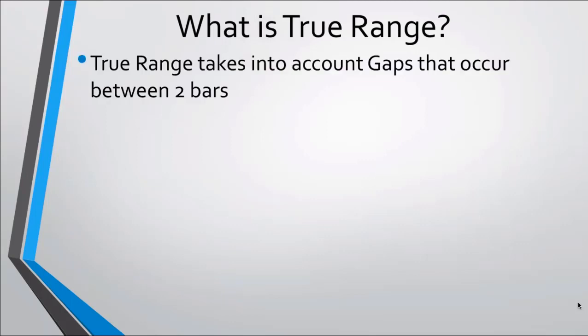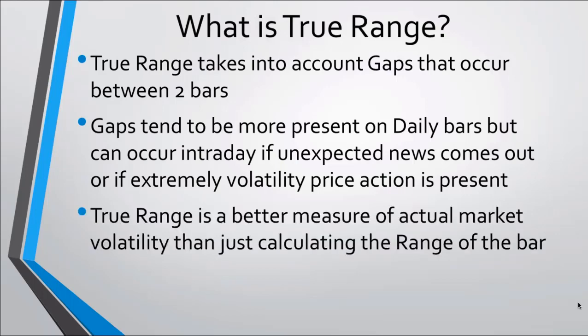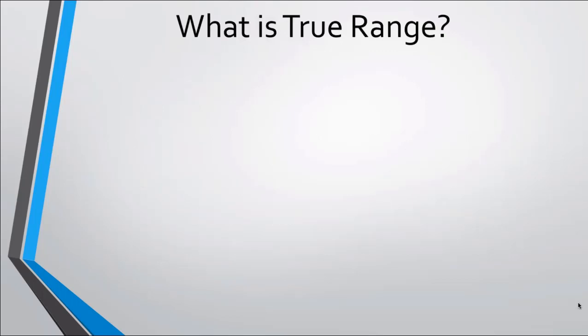So what is true range? True range takes into account gaps that occur between two bars. Gaps tend to be more present on daily bars, but can occur intraday if unexpected news comes out or if extreme volatility price action is present. True range is a better measure of actual market volatility than just calculating the range of a bar.